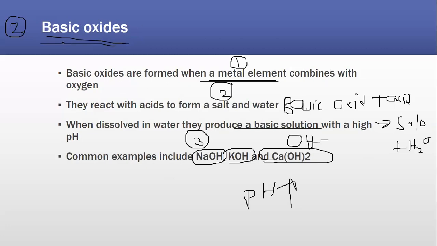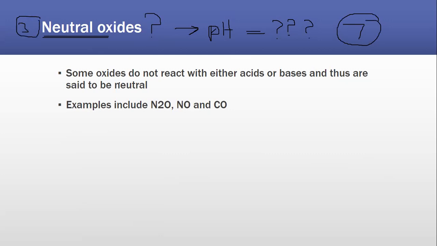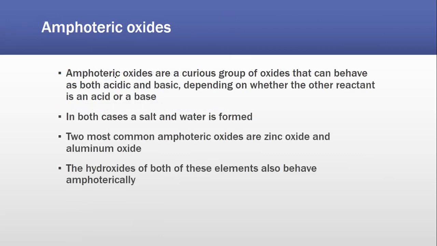Got it? Clear? Yes. So what are neutral oxides? Neutral oxides, can you tell me what would be the pH of neutral oxides? 7. 7. Well done. You're excellent today. So some oxides do not react with either acids or bases and thus are said to be neutral. For example, N2O, NO, and carbon monoxide. ये आपके पास तीन examples. These are some three examples for neutral oxides.